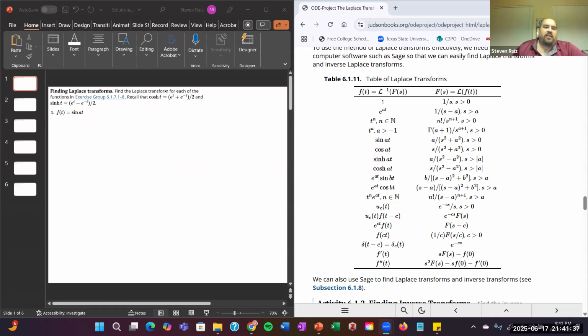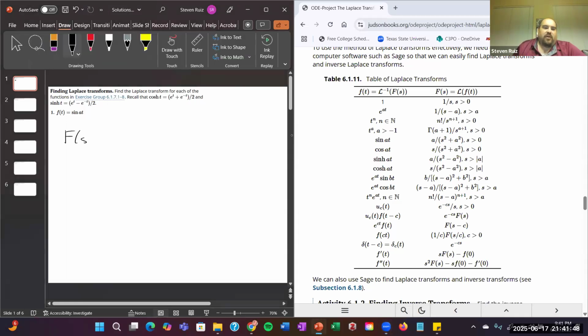So this first one here, to convert sine of at, that is directly this row of the table. So that is going to be relatively straightforward. That's going to be F of s equals a over s squared plus a squared. So yeah, that one is pretty cut and dry. That one comes directly from that row. So moving on to number 2.